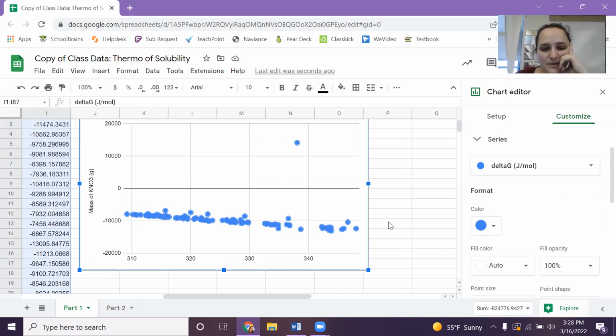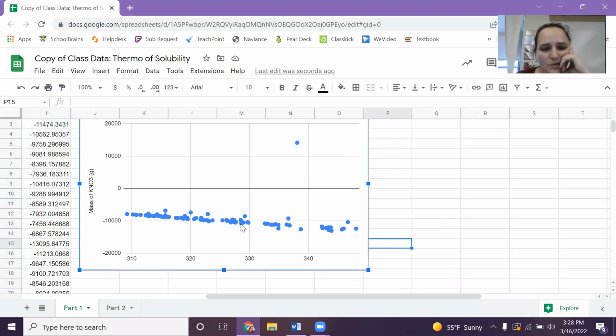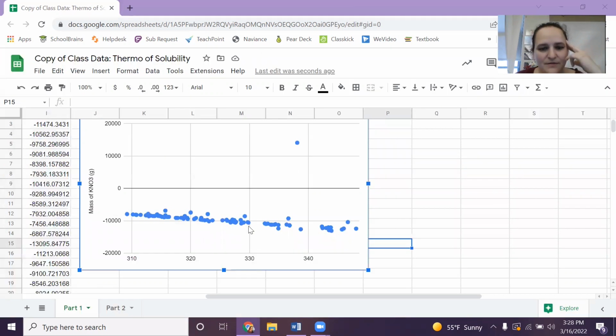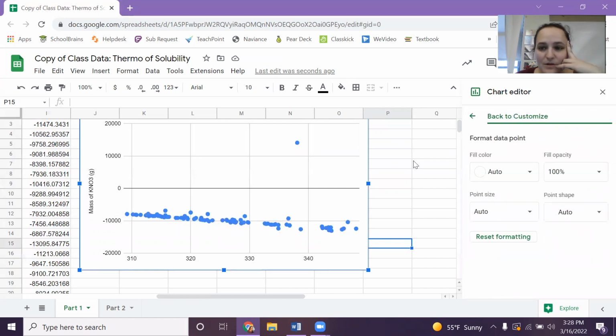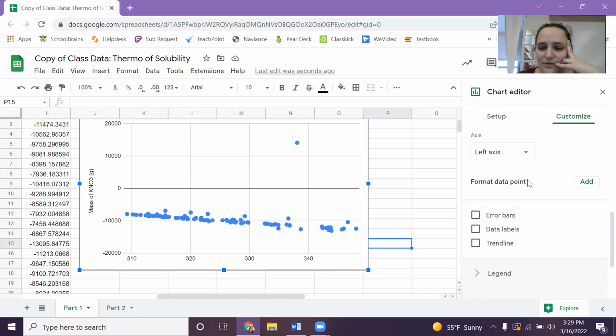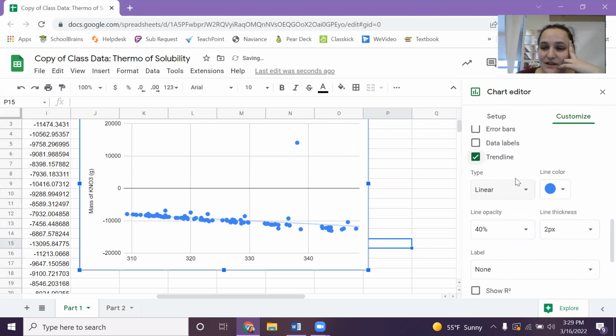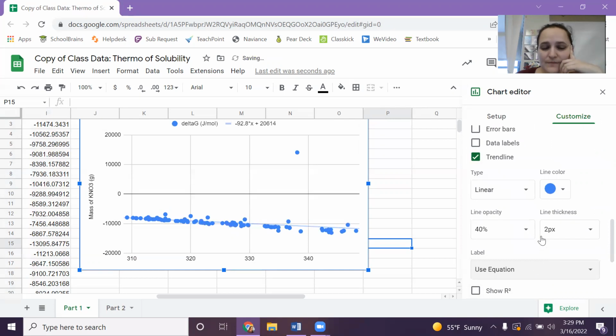Anyhow, what we need to do here is, if we click on one of the dots, or right click, that'll do it. Scroll down to your chart editor here and find trend line. If you select that, linear should be the default. And then for label, select use equation.